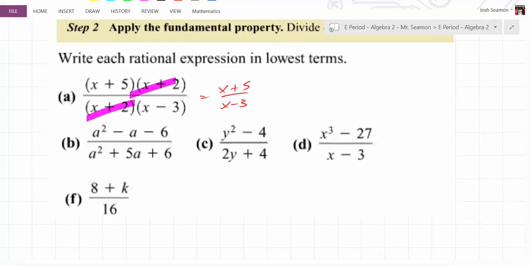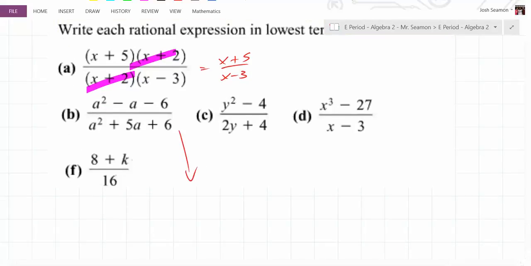What about B? What do you have to do first on B? Factor. So do that for me right now by yourself. Factor and simplify B and C. Factor and simplify. What's the factored form for B? Anybody have it? Nick, what is it?